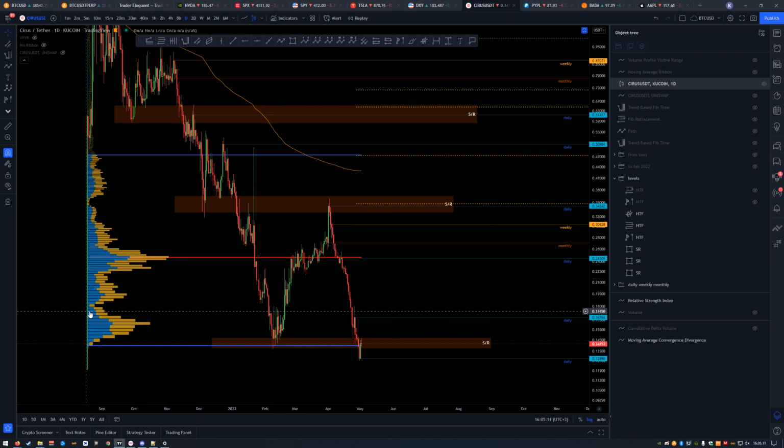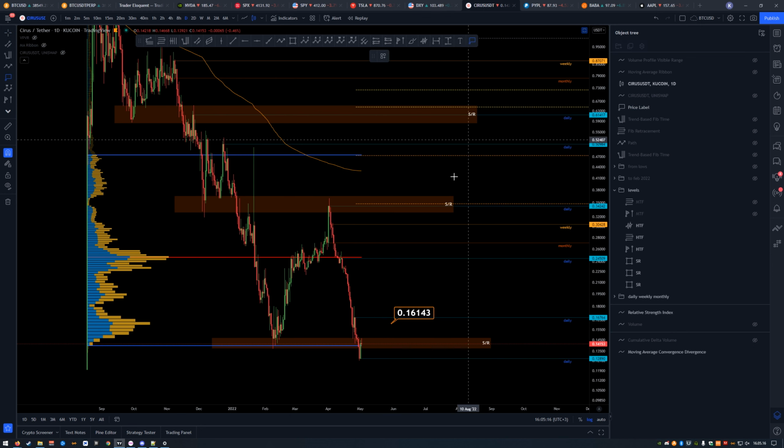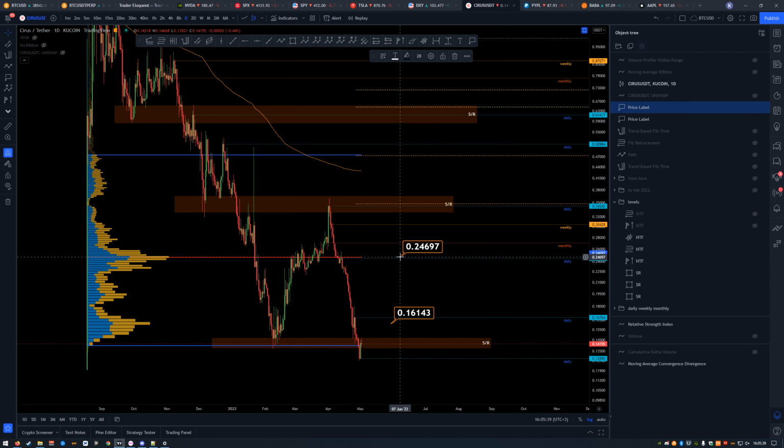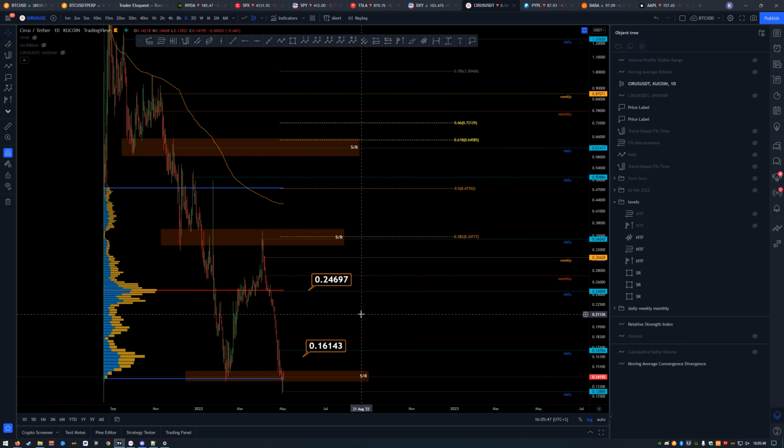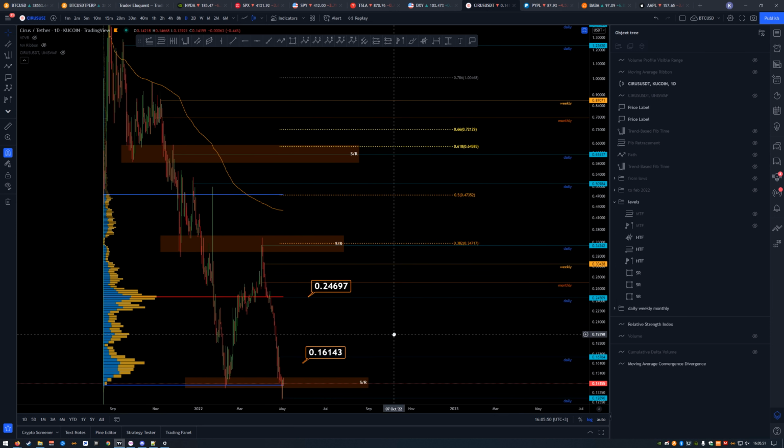We can see a high volume node here around 16 cents. That could be some kind of area of resistance again. Just above that we have another well established, naked daily that we haven't touched yet, so could be some kind of resistance at least, or some small bounce if anything else. At around 24 cents we got another daily and the point of control of this whole coin's history. Again, high value area node.